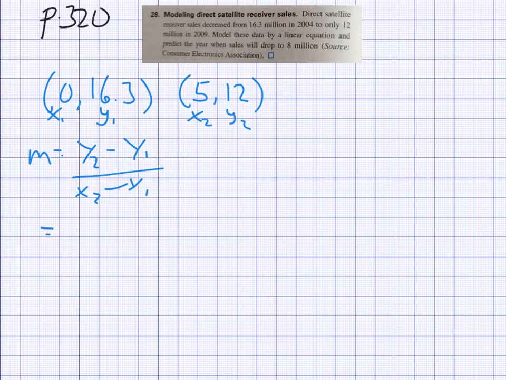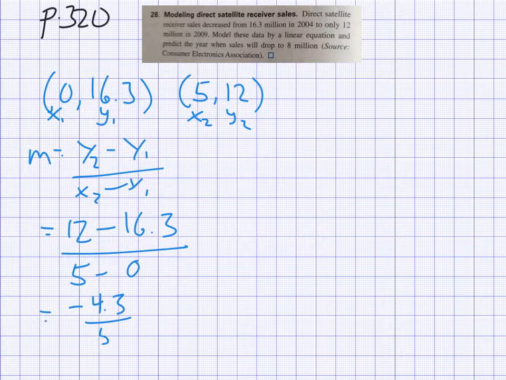So in this case, our y2 is 12, our y1 is 16.3, our x2 is 5, and our x1 is 0. When you crunch these numbers, you get negative 4.3 over 5. This is okay. You could also turn this into a decimal, but since it's kind of like a fraction, let's just keep it a fraction. The only problem is we don't really like to have decimals inside our fraction.